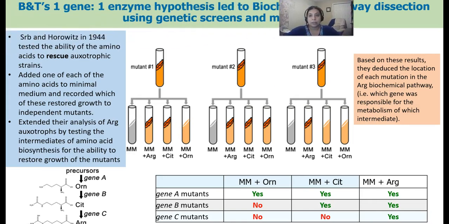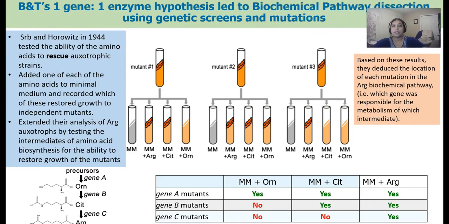So their hypothesis, which was that one gene encodes one enzyme, led to a whole new world of genetic analyses, right? Where now you could dissect biochemical pathways by examining these kinds of mutations and various mutants, looking at them one at a time to build the pathways, to build different portions of the pathways.